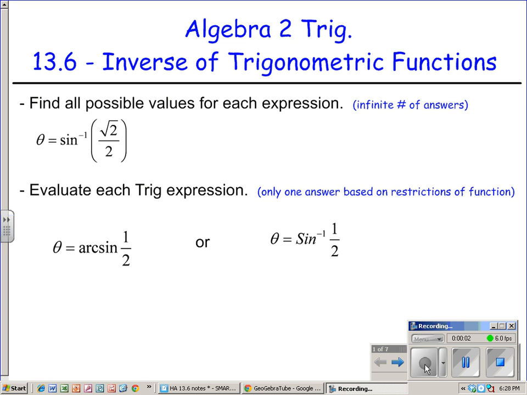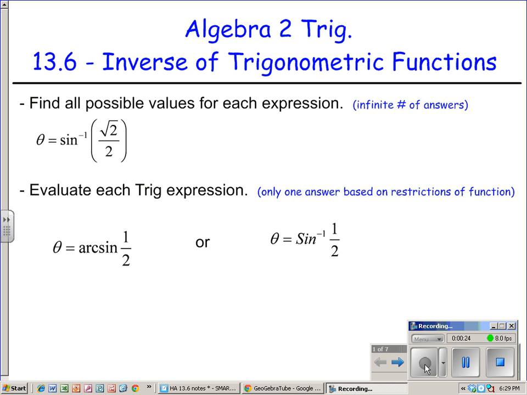Hello again, everybody. This is the notes for section 13.6. We are talking about the inverse trigonometric functions. So we've talked about them just a tiny little bit in the right triangle. You use the inverse trig function to figure out the angle measurement if you know the ratio. And we're still doing that, but we're going to go beyond the right triangle.